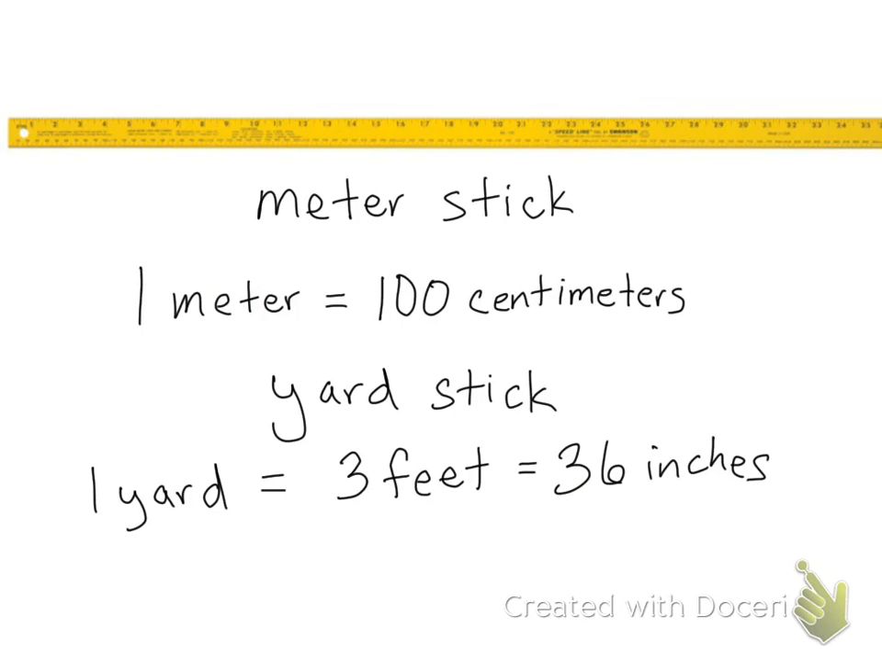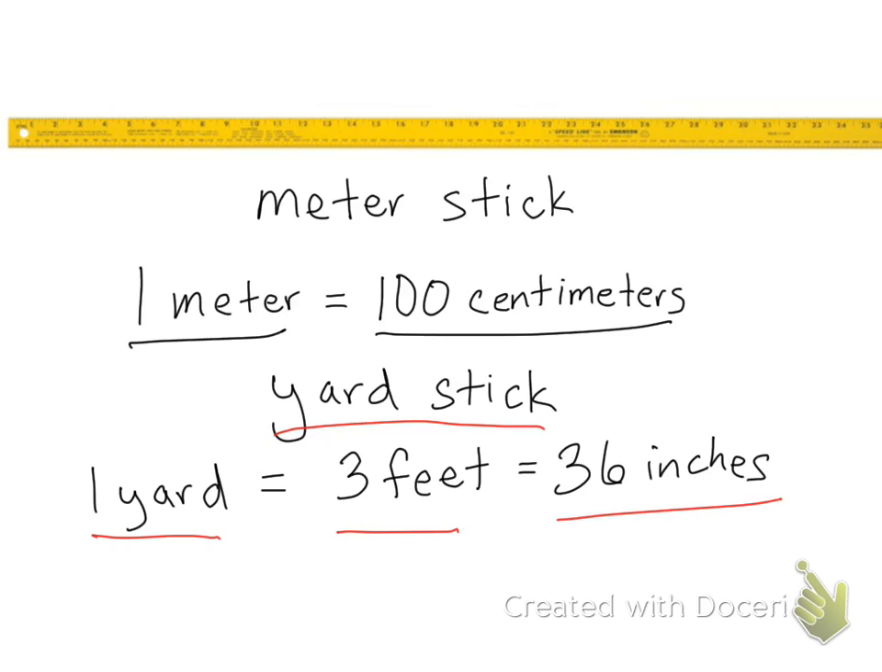Okay. We also have something called a meter stick. And it's a very long ruler. A meter stick is 1 meter long, which is the same as 100 centimeters. We also have something called a yardstick. It's very similar. A meter and a yard are pretty close to the same. But a yardstick is 1 yard, which is the same as 3 feet, which is the same as 36 inches.